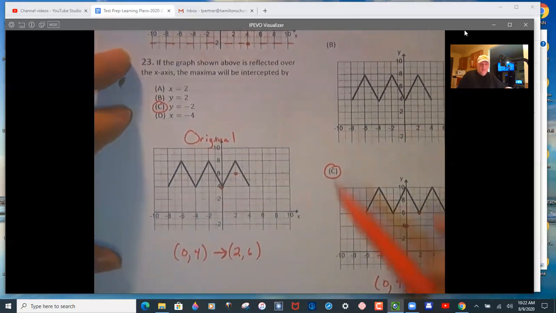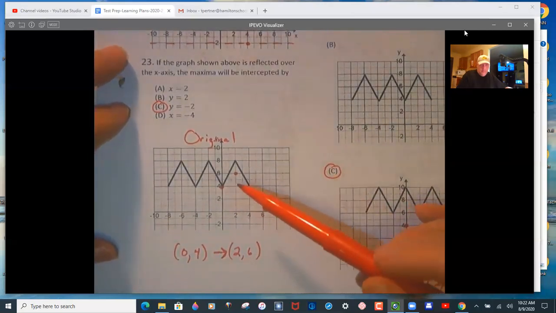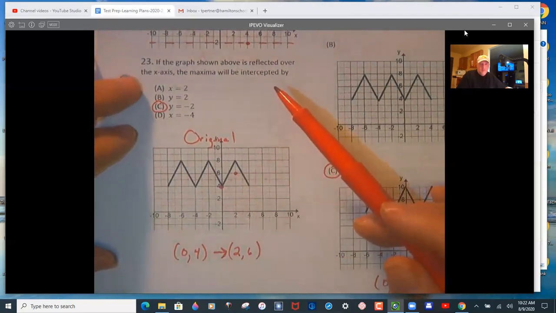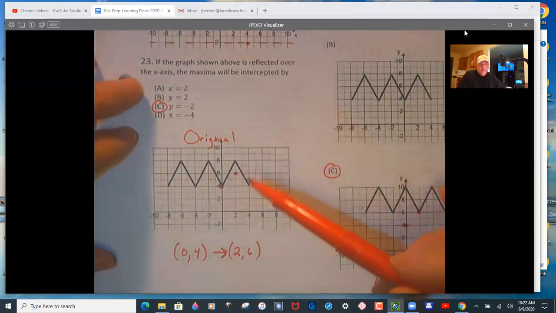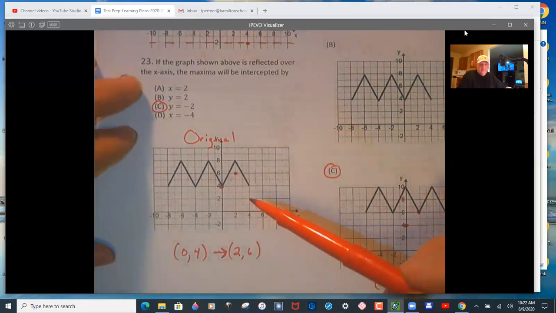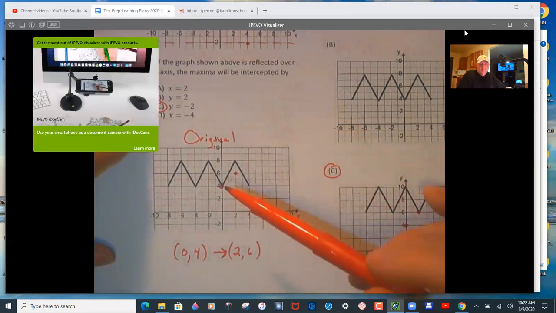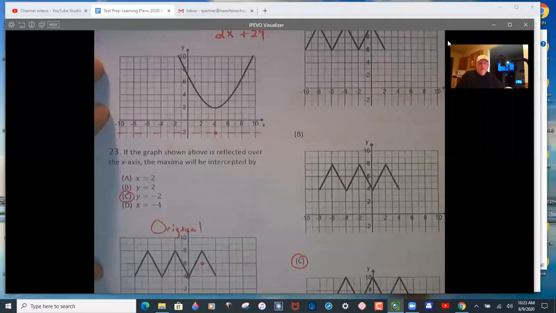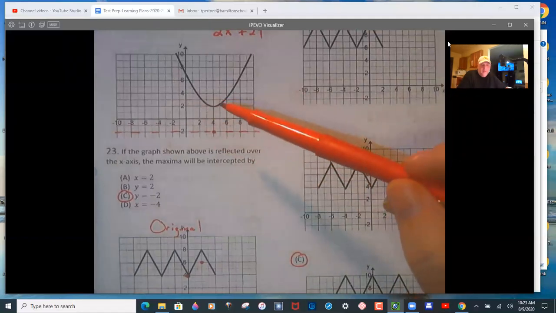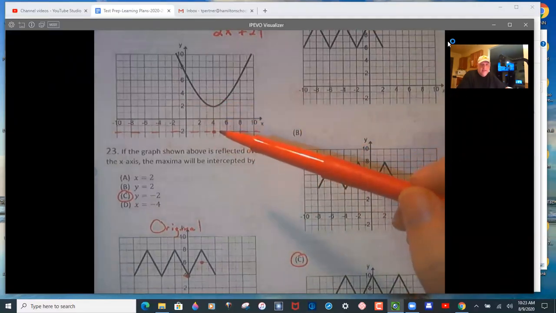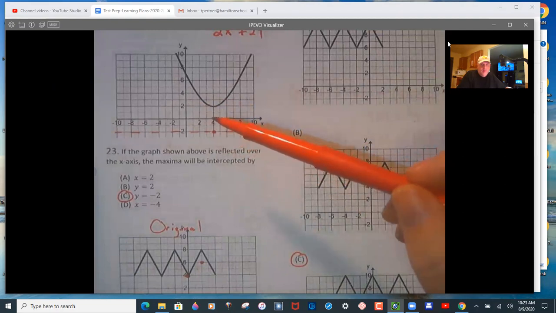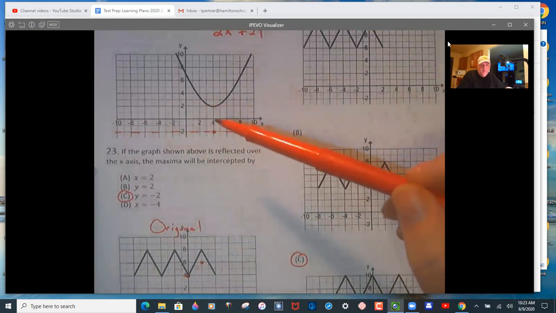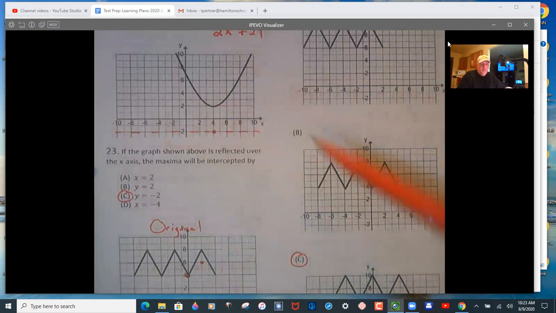okay, so original here. So 0, 4 goes to 2, 6. The maxima will be intercepted by, sorry, I was looking at the wrong graph. So this graph above here is reflected across the x-axis. It would be intercepted by the line y equals negative 2. So you can just look at this point here. It would go from 4, 2 down to 4, negative 2.